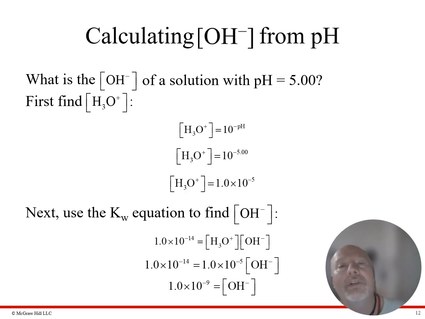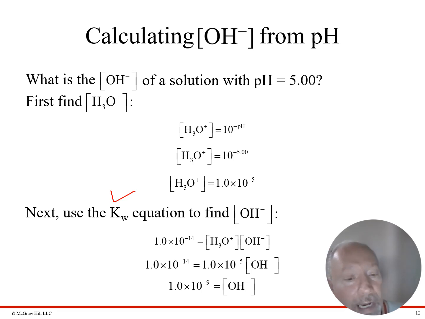Okay, so calculating hydroxide from pH. Let's see what we can do here. We want the hydroxide concentration of a solution, knowing that the pH of the solution is 5.0. Let's find the hydronium cation concentration first. The hydronium equals 10 to the negative pH. We plug in 5, and we figure out that the hydronium cation concentration is 1.0 times 10 to the negative fifth.